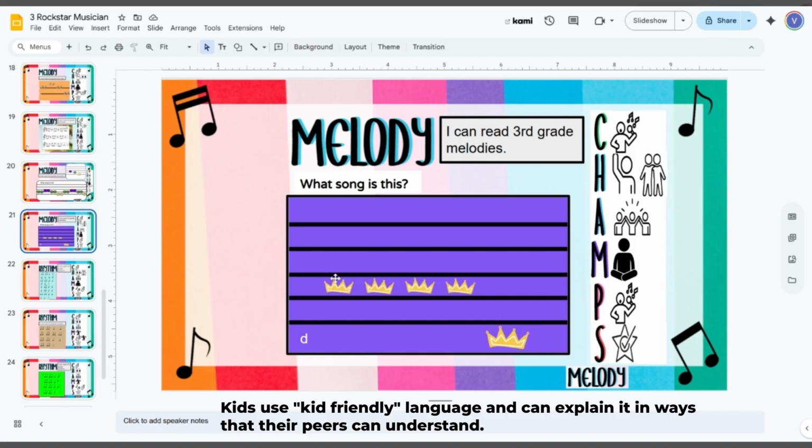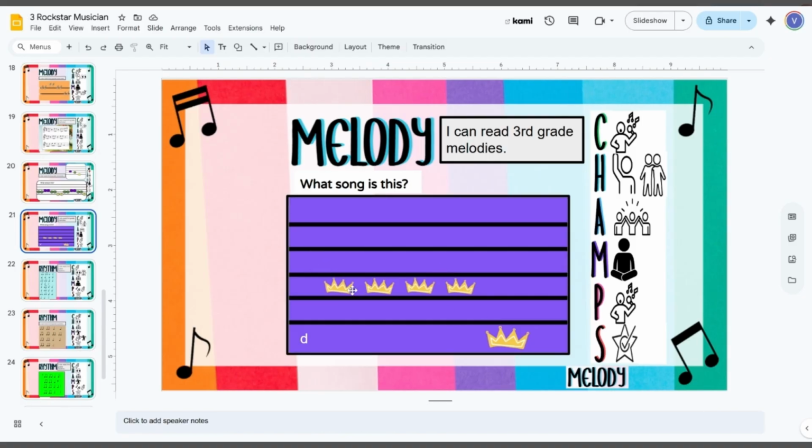They noticed that there were crowns. They also noticed the size of the crowns, these ones being smaller and this one being bigger. They also noticed the D here, and we've discussed in previous lessons that that D is a label for where do is in our staff. So students were able to identify that we have one do because there is one crown in the space below the staff.